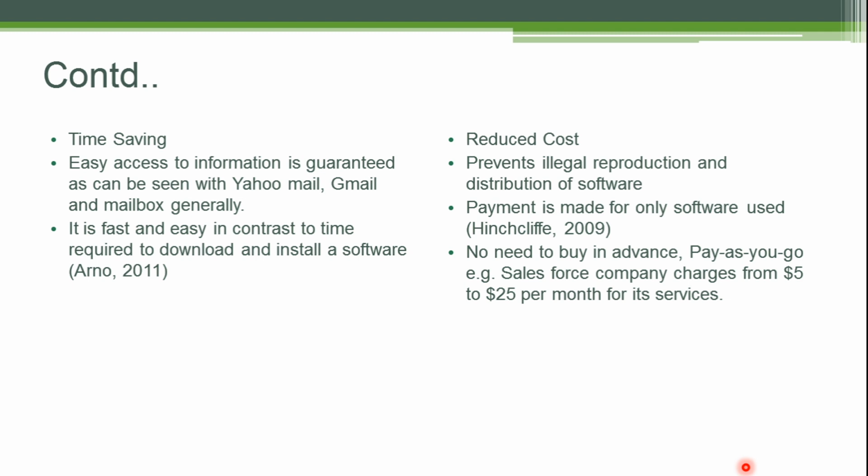I'll just forward here because we are running out of time now. And the last point is no need to buy anything in advance, pay as you go. Like Salesforce company charges from $5 to $25 per month for its services. That means if you just use five features of that particular service provider, you pay $5. If you are using another 25 features from that company, then you pay for those 25 new features. So that's how the metered billing works.